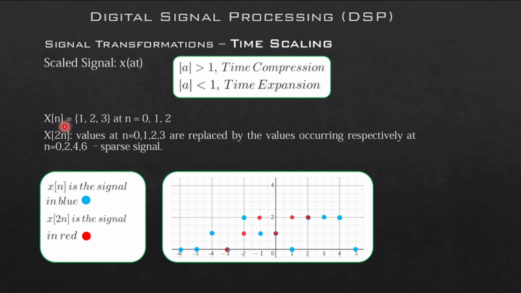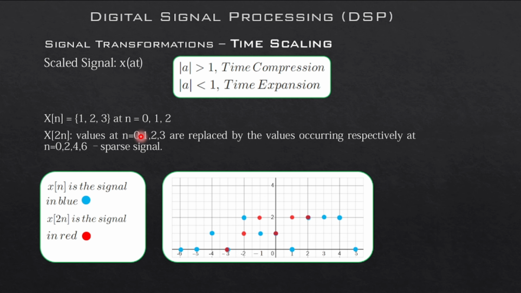So you have x[n] equal to 1, 2, 3 at n equal 0, 1, 2. The signal is actually the blue one. All right? You have these values here, the blue, for the first signal, which is x[n]. What do you mean by x[2n]? So x[2n] would be the signal in red.